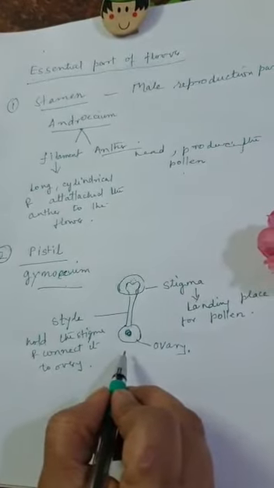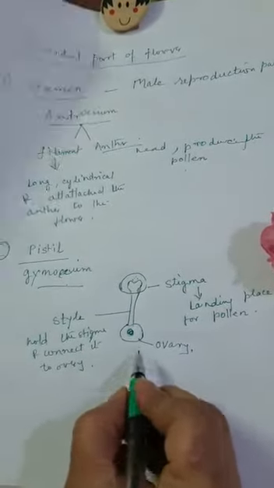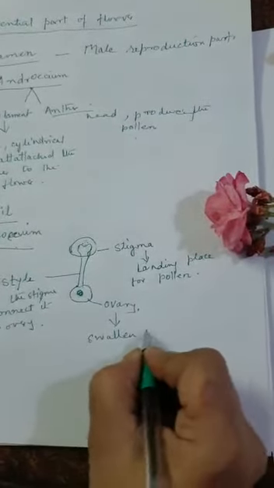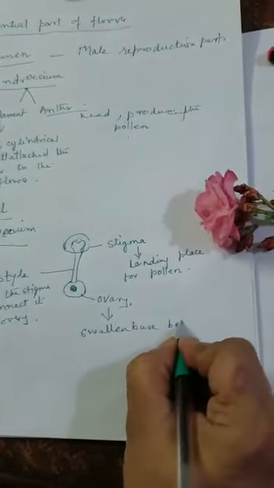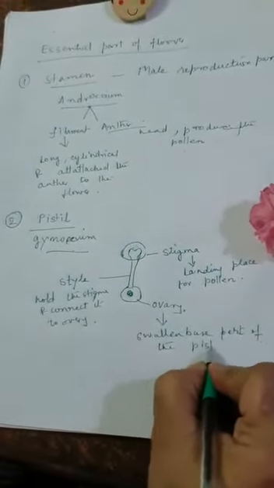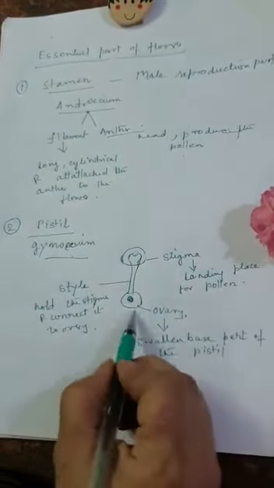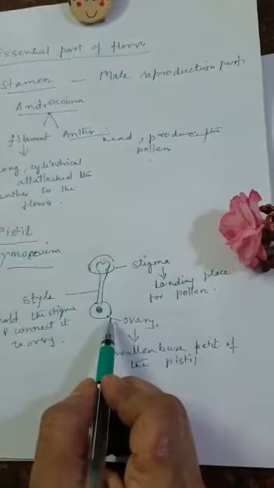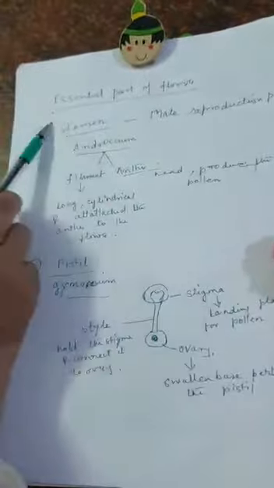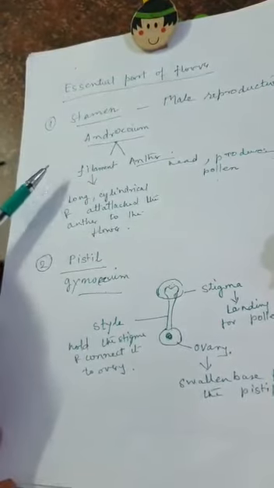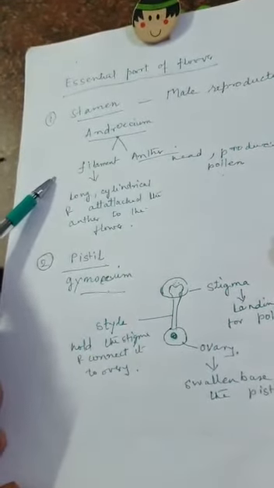Ovary is the swollen base part of the pistil. And ovules are female gametes. After fertilization, they produce embryo. So androecium and gynoecium are the essential parts of the flower because they are directly involved in the process of sexual reproduction in plants.